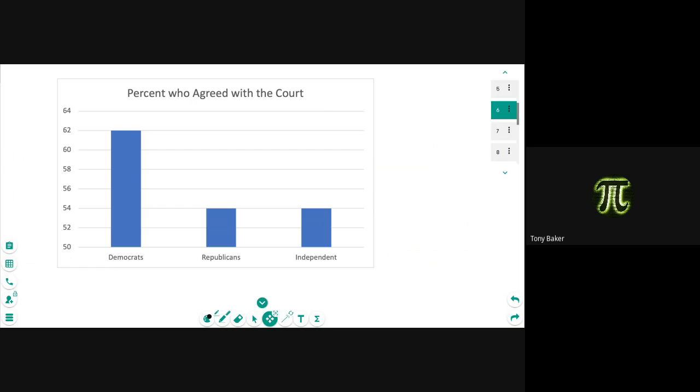What's the bottom number? So everybody was over 50%. Everybody agreed with the court decision, or a majority agreed with the court decision. And the difference between 54 and 62 is only 8%. It's not nearly as drastic as it looked when I hid the numbers.